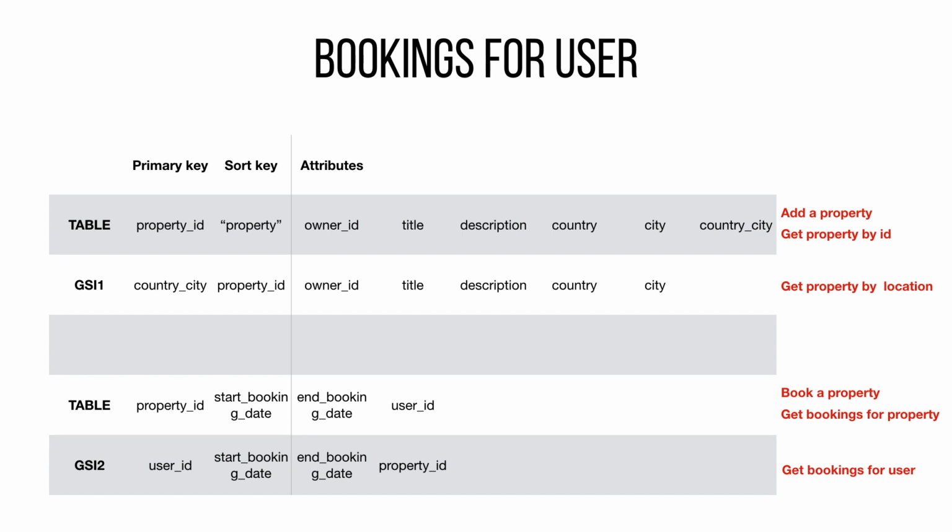And again, you might be wondering where we put this information, in the table or in an index. The same answer as for the search, the get property by location. We want to put it in a global secondary index. So whenever a new booking is written to the table, it will be projected to the global secondary index, and we don't need to do anything. We don't need to write anything. It will happen automatically for us.